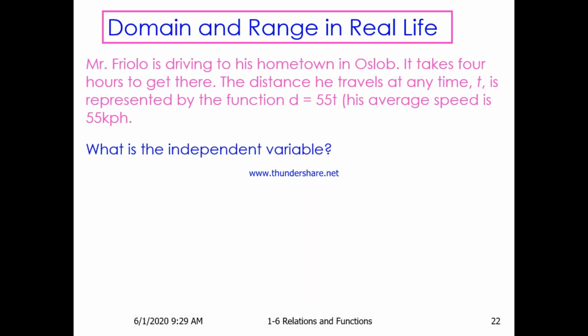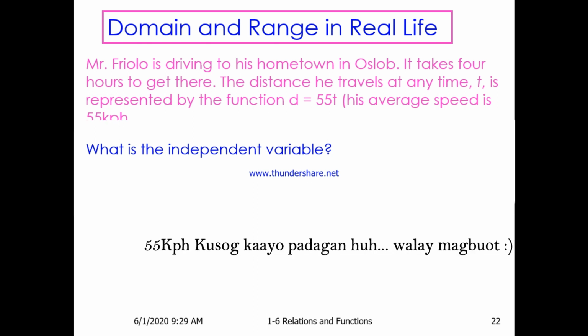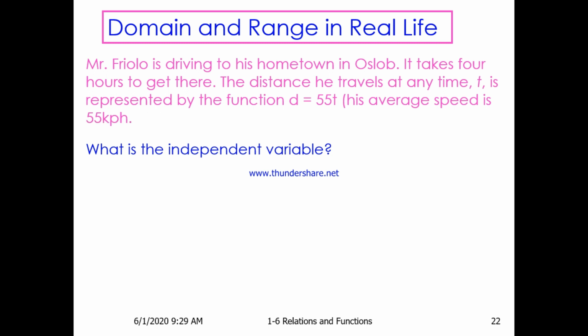Next, we'll try this example. Real life situations. Mr. Friel is driving to his hometown in Oslo. It takes 4 hours to get there. The distance he travels at any time t is represented by the function d equals 55t. His average speed is 55 kph, meaning the distance traveled and the time it takes to travel to his hometown.